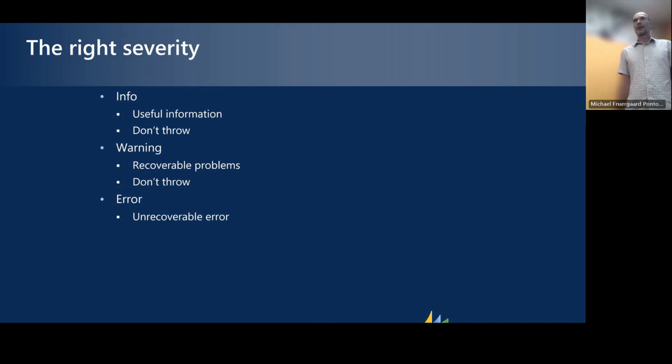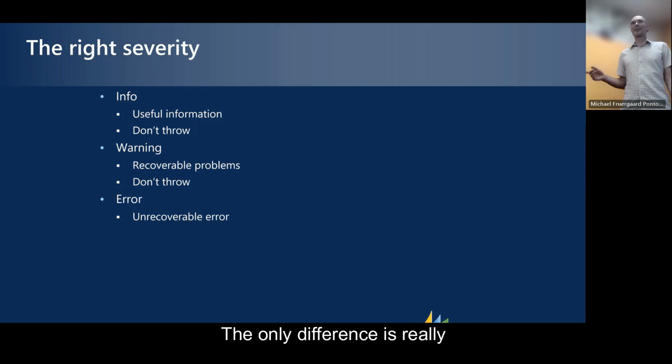And then there's recoverable situations. Here we throw an error. If you see someone throwing a warning, I would call that a mistake, and you should throw an error instead. The only difference is really how you catch it and what icon we show to the user.